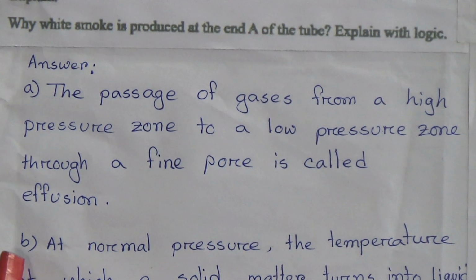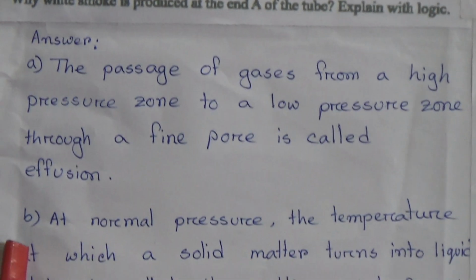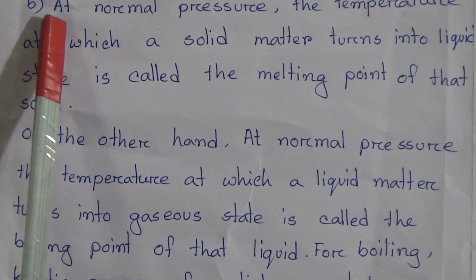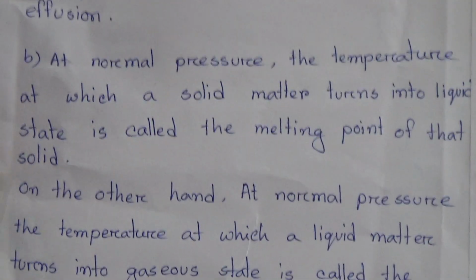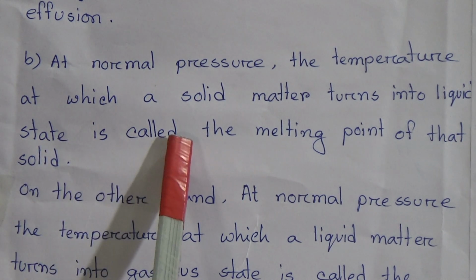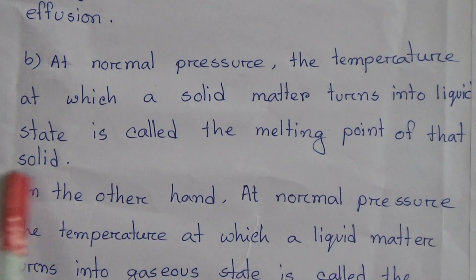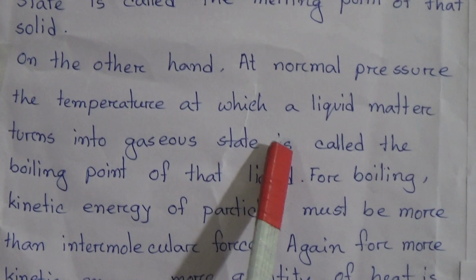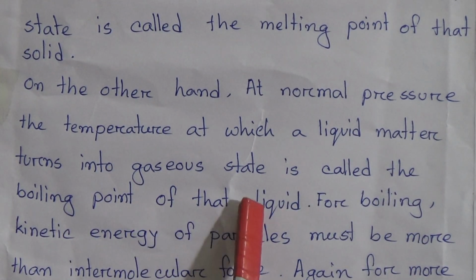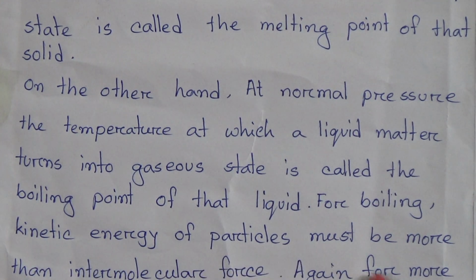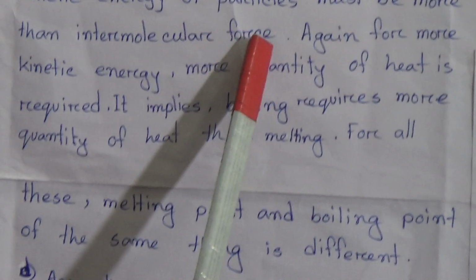Now come to B. The question was, why are melting point and boiling point defined for the same matter? At normal pressure, the temperature at which a solid matter turns into liquid state is called the melting point of that solid. On the other hand, at normal pressure, the temperature at which a liquid matter turns into gaseous state is called the boiling point of that liquid. For boiling, the kinetic energy of the particles must be more than the intermolecular force.